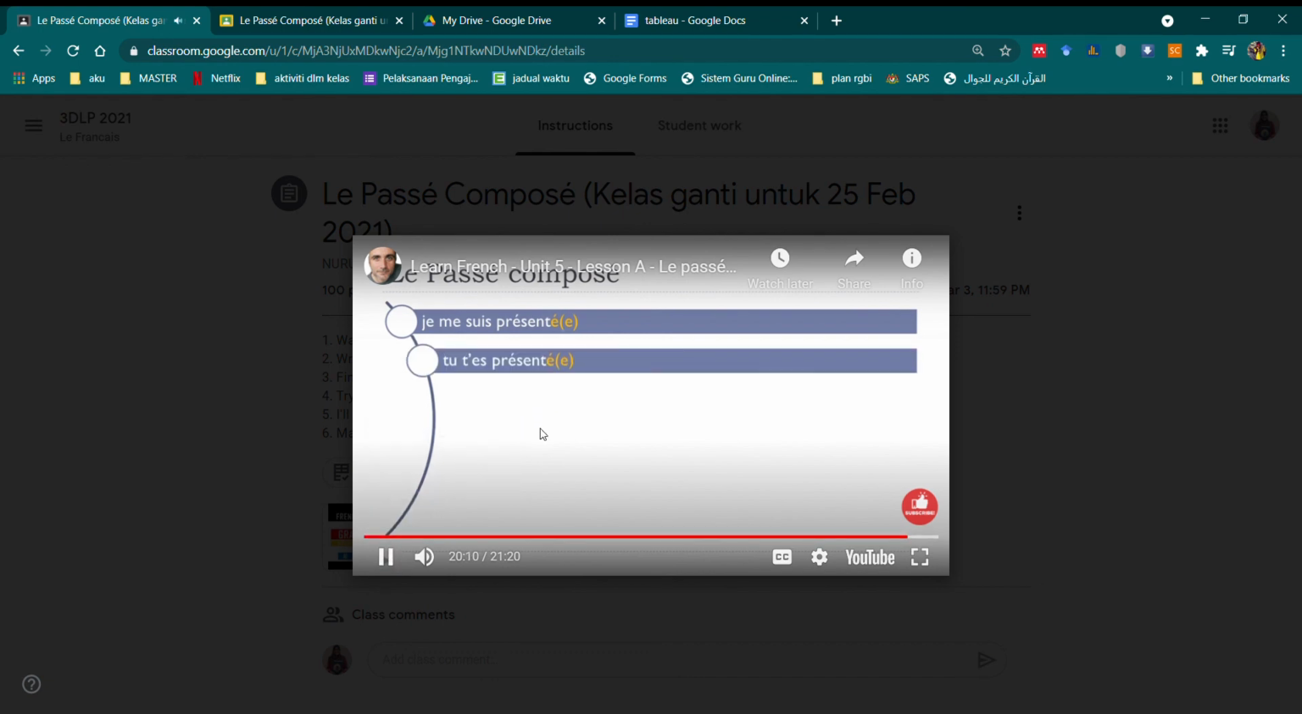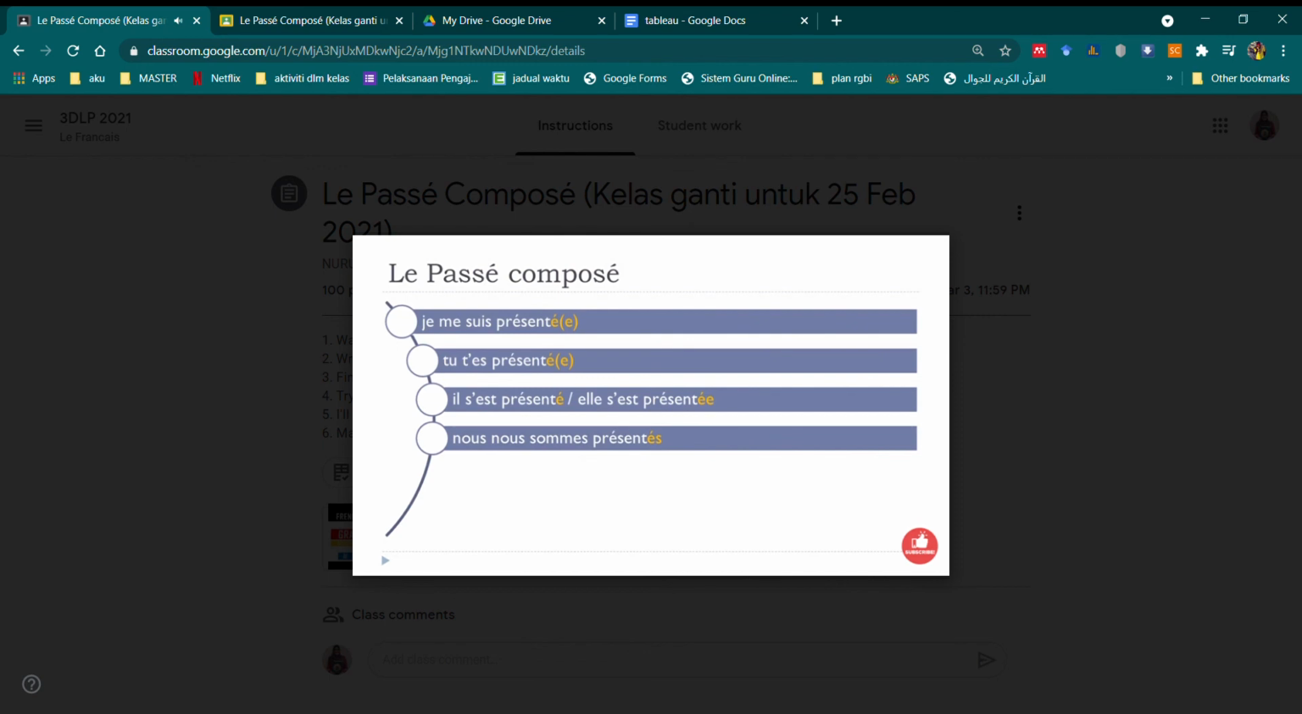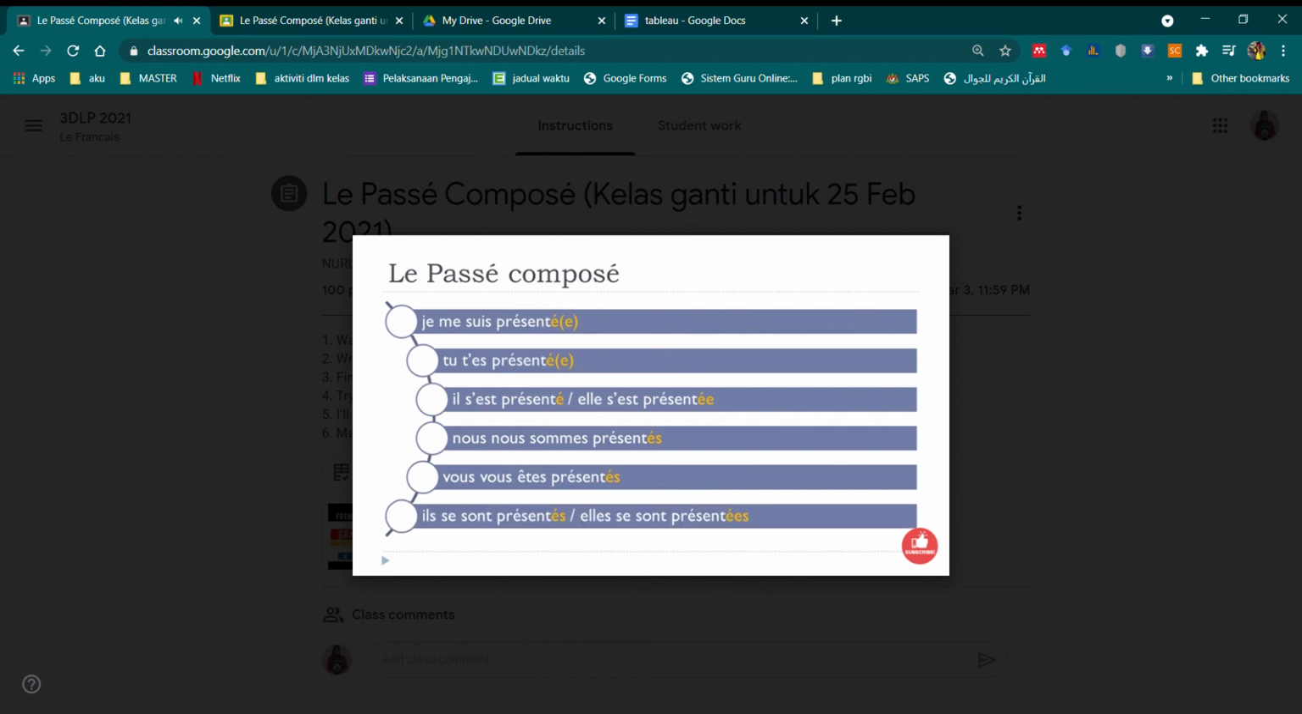Tu t'es présenté. Il s'est présenté. Elle s'est présentée. Nous nous sommes présentés. Vous vous êtes présentés. Ils se sont présentés. Elles se sont présentées.